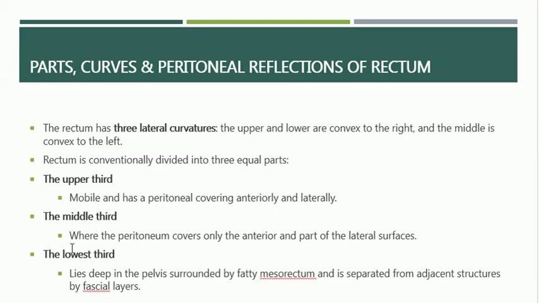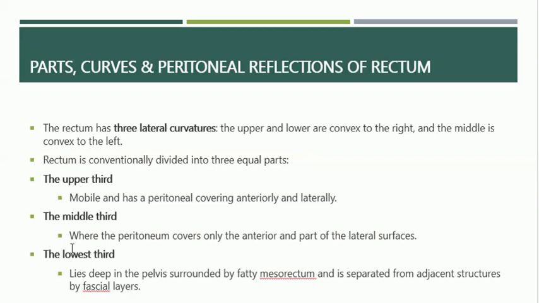The middle one-third, here the peritoneum covers only the anterior aspect and a very small part of the lateral surface. So basically, in the middle one-third of the rectum, the peritoneum covers only the anterior aspect. The lower one-third is extraperitoneal.